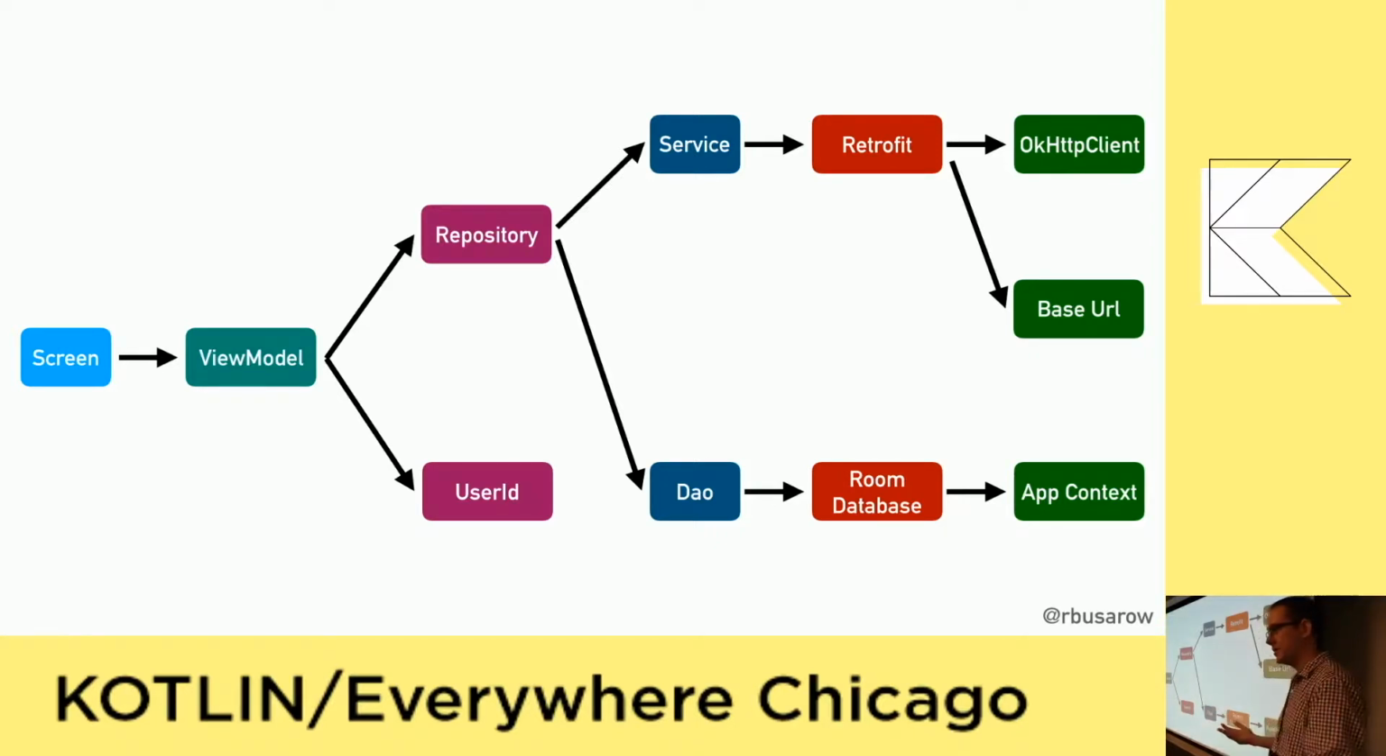And then that repository is going to have local persistence and web, so we're going to need a Retrofit service and a Room DAO. And then, of course, in order to create the Room DAO, we're going to need a Room database. And in order to create a Room database, we're going to need an application context. Then, in order to create the Retrofit service, we're, of course, going to need a Retrofit instance. And in order to do that, we're going to need an OkHttp client, which has a base URL and an OkHttp client itself.